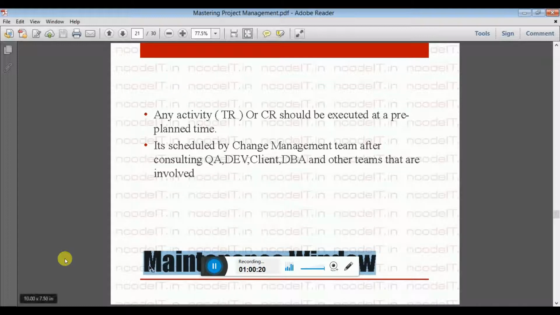Now the maintenance window itself is scheduled by the change management team because they need to coordinate with a lot of other teams. So they coordinate and they tell you when the maintenance window is. They basically raise a ticket. The maintenance window is nothing but a CR.